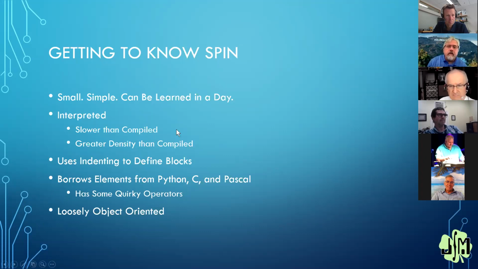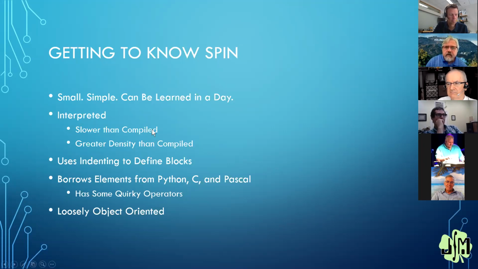Now, Spin, for those that are new to it, is an interpreted language. So for those that maybe come from the IT world or are familiar with Java, it's kind of like that, where Java gets compiled to these things called bytecodes, and then the bytecode interpreter pulls them apart and executes the code for the platform. You could call the Spin interpreter the Spin bytecode engine.